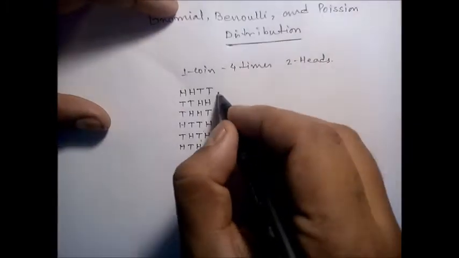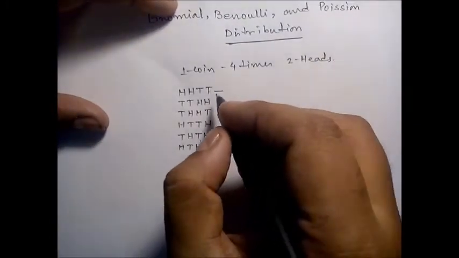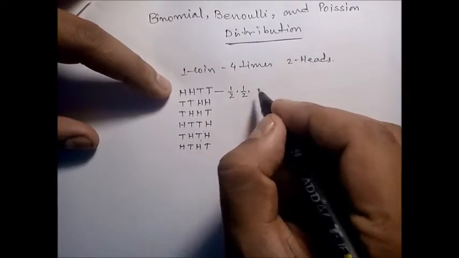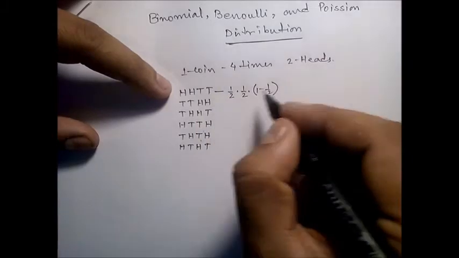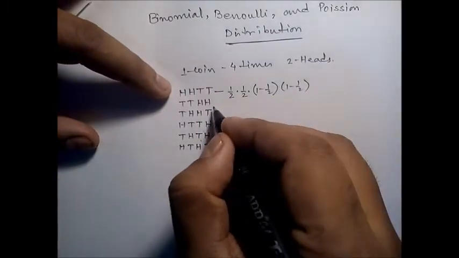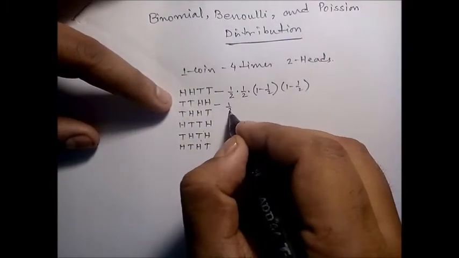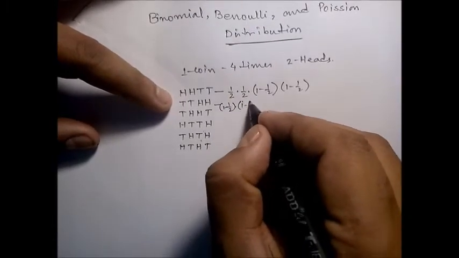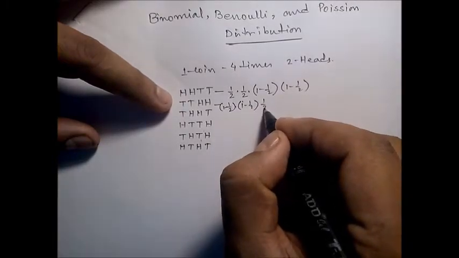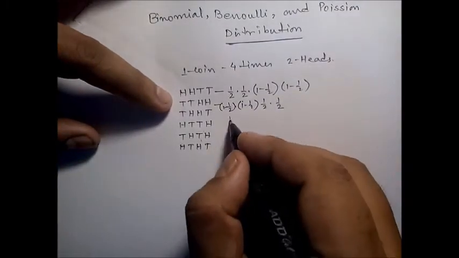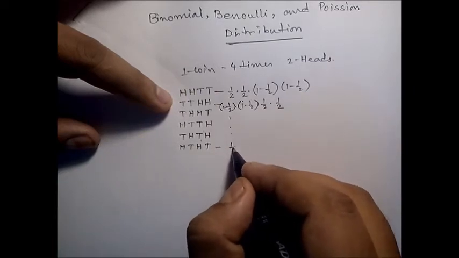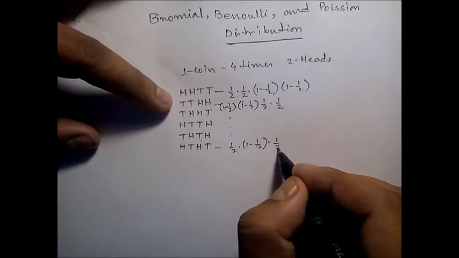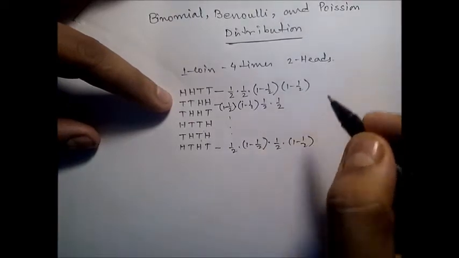Okay. Now, all are independent events. The probability of getting head is 1/2, head 1/2, tail 1 minus 1/2, tail 1 minus 1/2. Similarly, tail 1/2, head 1/2, and so on. The probability of getting head 1/2, tail 1/2, head 1/2, tail 1 minus 1/2.